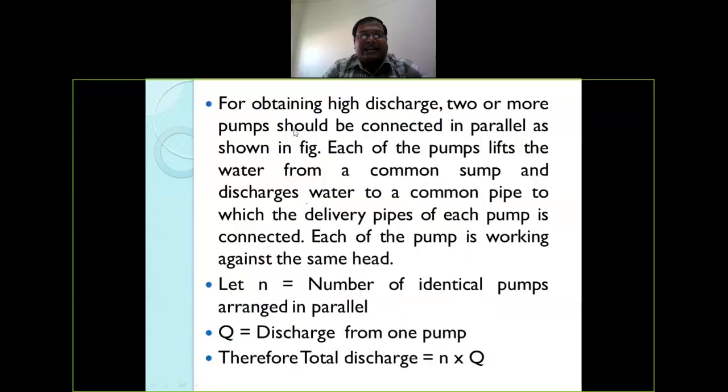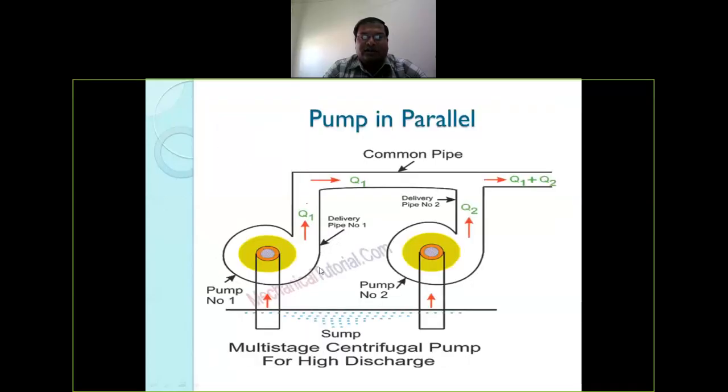For obtaining high discharge, two or more pumps should be connected in parallel, as shown in the figure. Each of the pumps lifts the water from a common sump and discharges the water to a common pipe to which the delivery pipe of each pump is connected. Again I am showing you. This is the common sump. Both pumps take the water from this sump, and that water goes through a delivery pipe, the delivery pipe for pump number 1 and the delivery pipe for pump number 2. Both are connected with the common pipe.